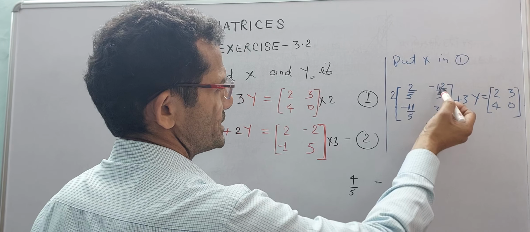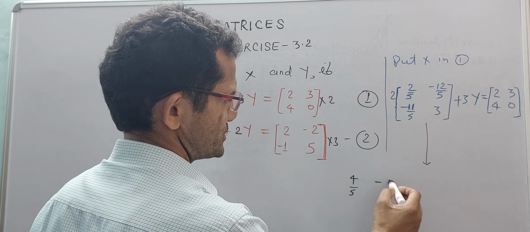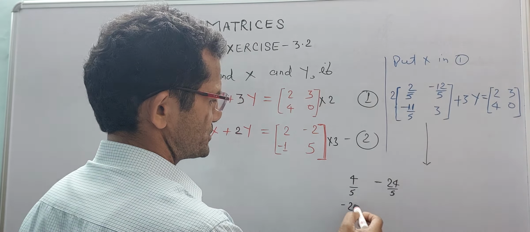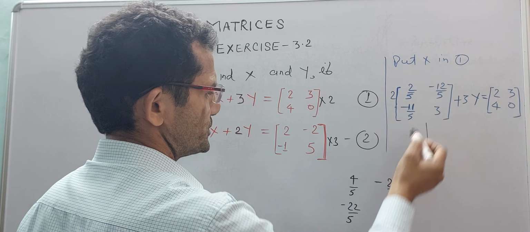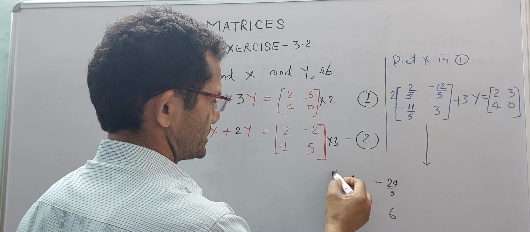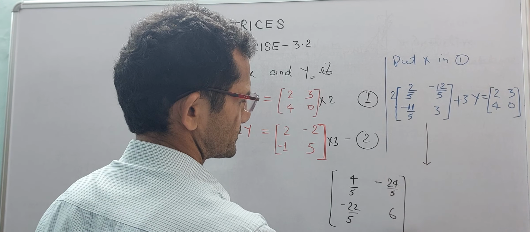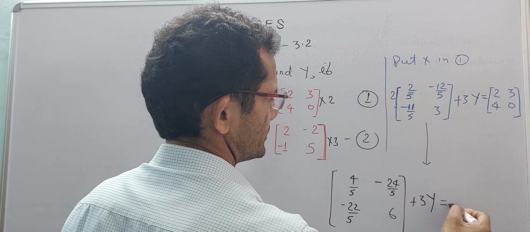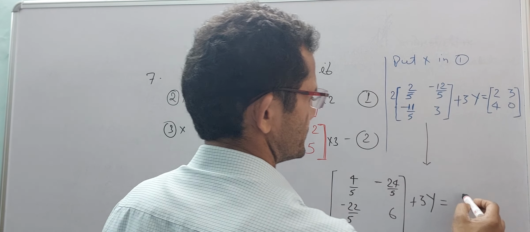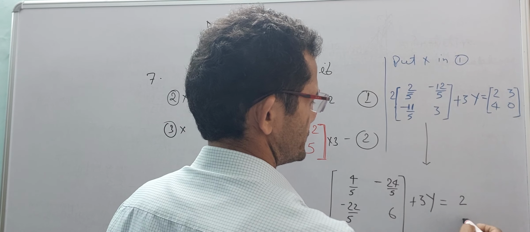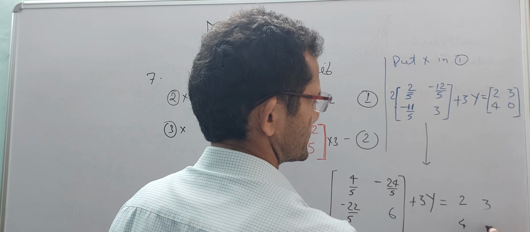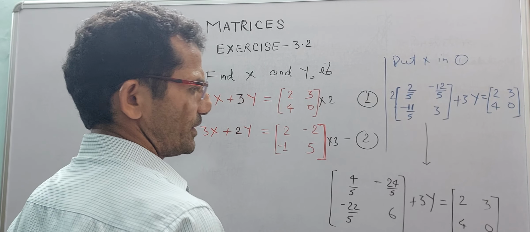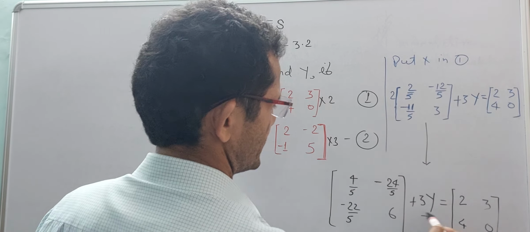This is my 2 into minus 12, minus 24 divided by 5, and 2 into minus 11, minus 22 divided by 5, and 2 into 3 is 6, plus 3y is equal to 2 4 3 0. So this is our value. Now shifting this value, we have to find the value of y.